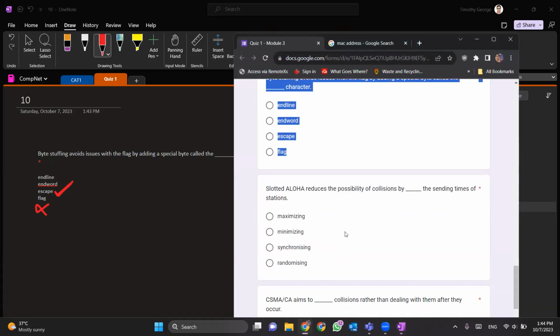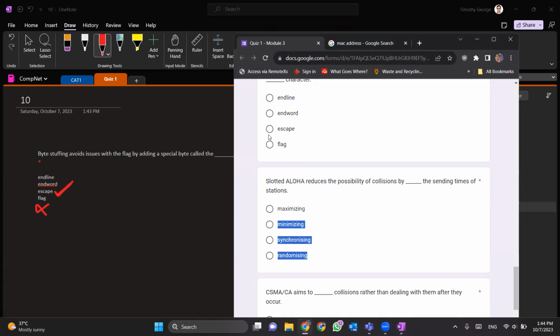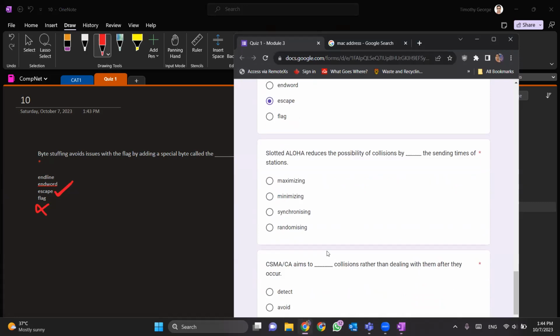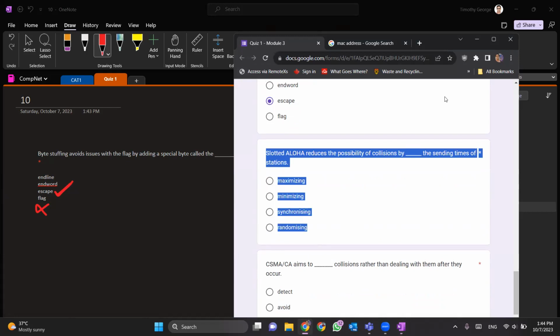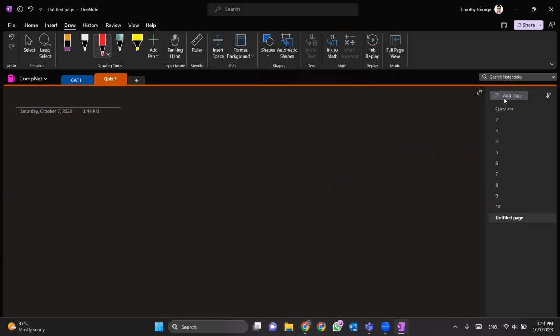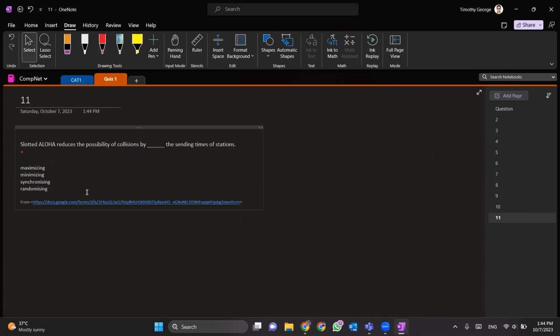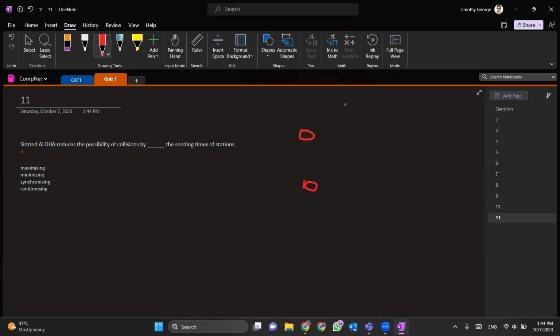Okay. Next, so this is escape. Okay, next question. Slotted aloha reduces the possibility of collisions by dash the sending time of stations. Maximizing, minimizing, synchronizing, randomizing. So this is quite straightforward, because if you have two nodes in slotted aloha, what happens?